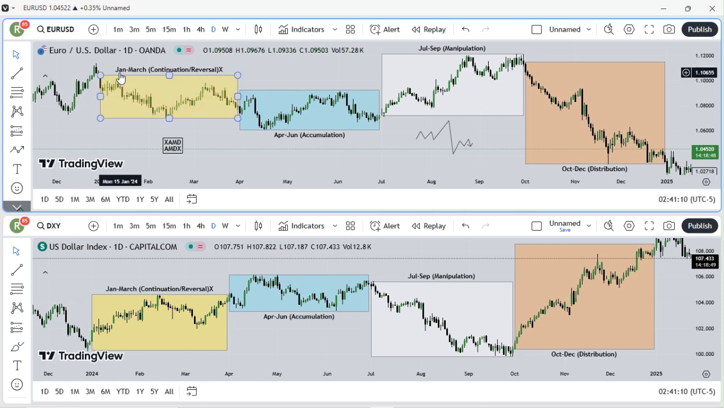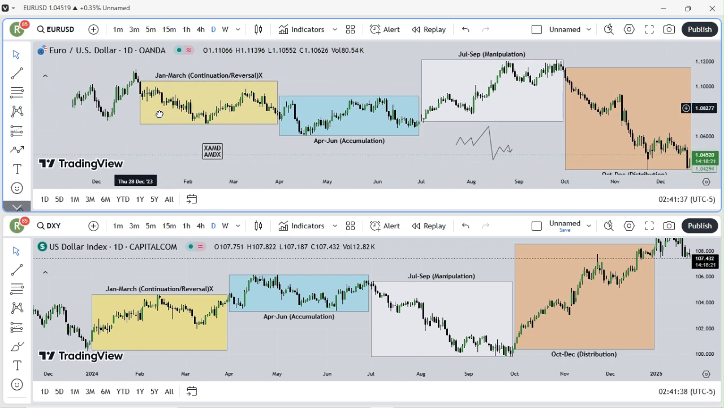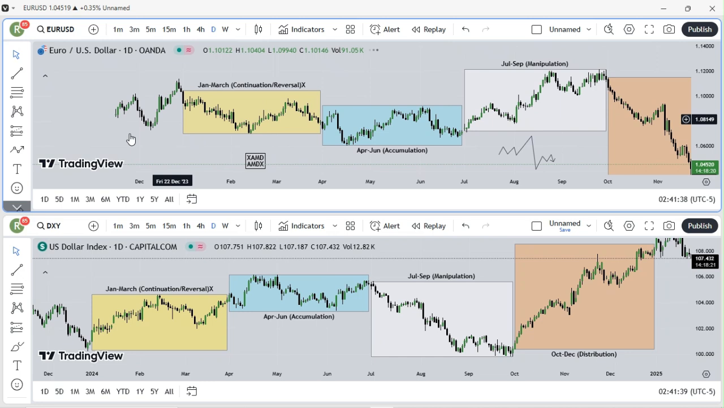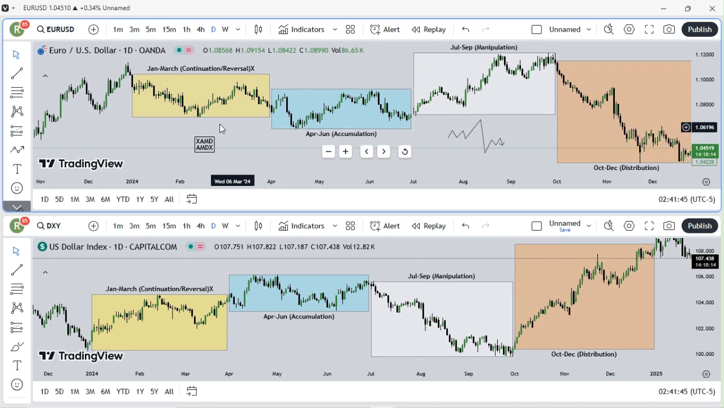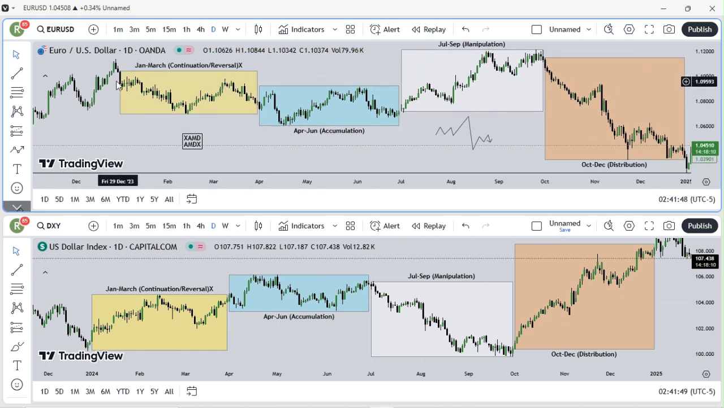So from January to March, which is continuation or reversal, which is X, that means the price has created an XAMD on last year's price action. So the price continued from the rally high here, then it traded low, and it reversed higher and didn't take out this buy side here. By doing that, it shows that the price is continuing from what it's done in the past year. The price was bearish, and it reversed in this case. Then it continued higher for a couple of days, but didn't take out this high here.